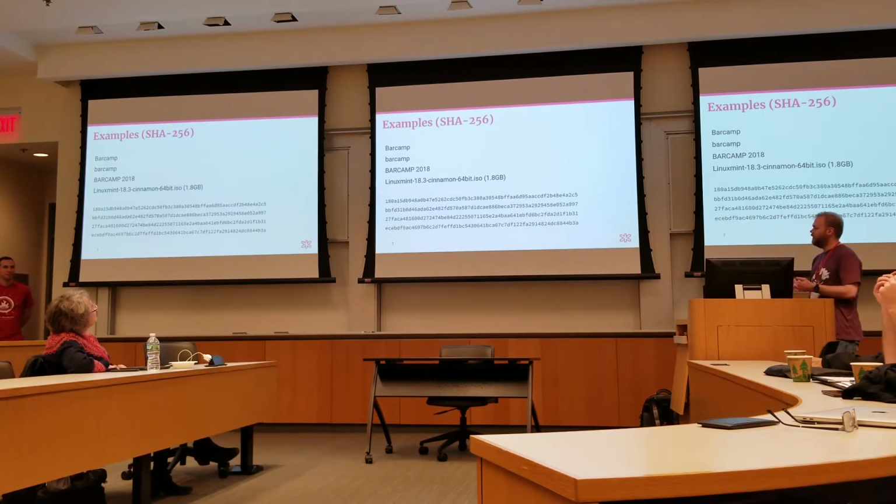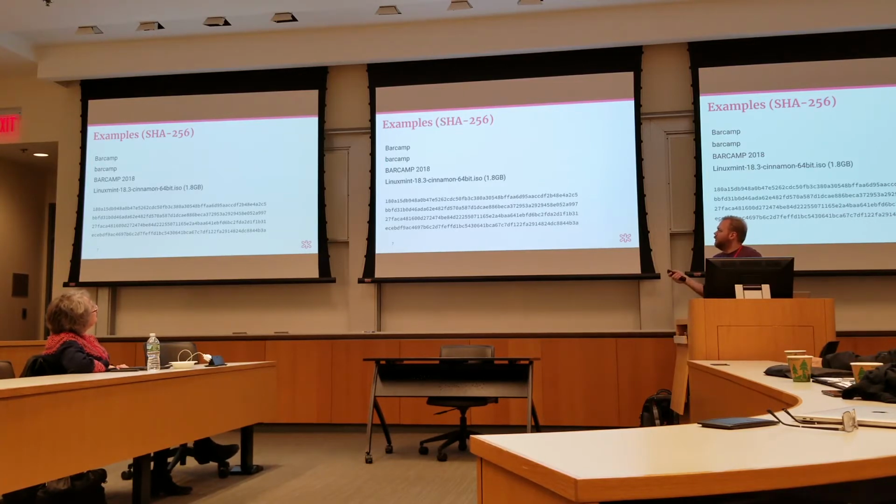So SHA-256 is an example of a cryptographic hash. Up top here, we have 4 different inputs. Just the word Barcamp with a capital B, Barcamp in all lowercase, and Barcamp 2018 in all capitals. So the first 2 strings are very, very similar. There's literally a single bit difference between Barcamp with a capital B and Barcamp in all lowercase. And then Barcamp all caps with 2018 is a little bit longer.